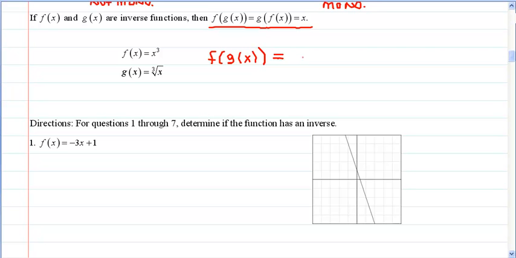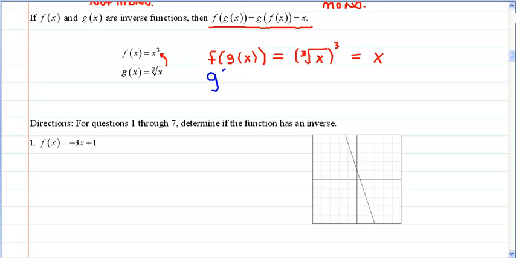So I take my function f, which is x cubed, and I take g and I substitute it in for x. So I take the cube root of x and I cube it. And the cube and cube root cancel each other, so I'm just left with x.